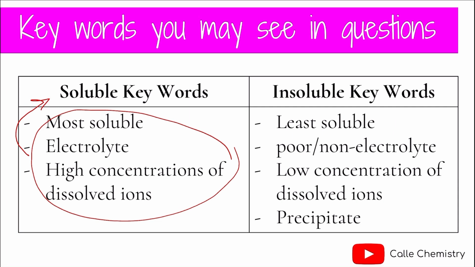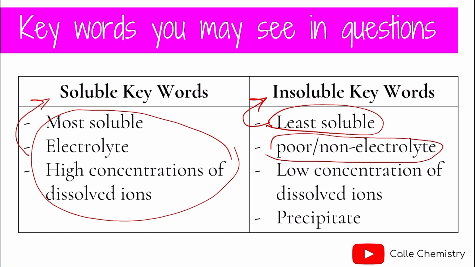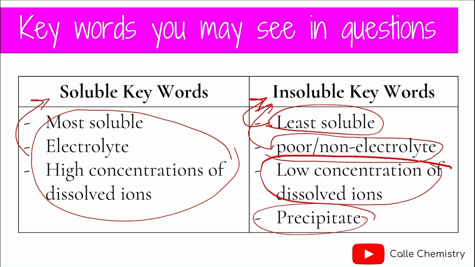Now, let's go to insoluble. If they ask you which one of these is the least soluble, this is another reference to insoluble. If they're asking you for a poor or a non-electrolyte, they're asking you which one is insoluble. If they're asking you for low concentration of dissolved ions or a precipitate, which is a solid, they're talking about which one of these is insoluble.